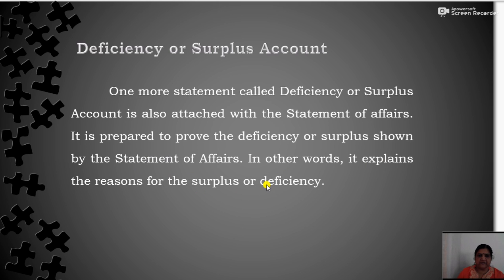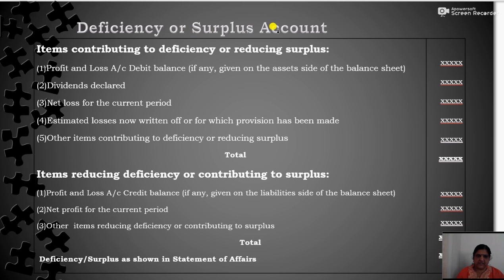So at the end of the statement of affairs, we will be having deficiency or surplus, and this account is prepared for the purpose of proving it. That is, it will be explaining the various reasons for the surplus or deficiency. Here, in the case of the deficiency or surplus account also, there is a format, which you have to study.